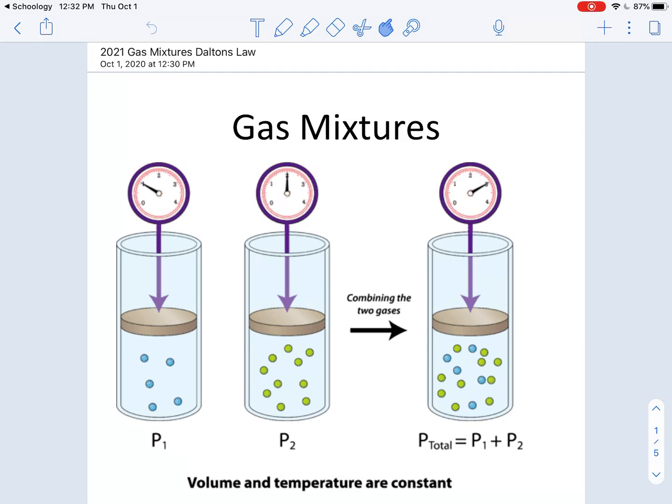Hi there. Today we're going to talk about gas mixtures. So what's going to happen when we put a couple of gases together? Well, the nice thing is this is one of the most obvious and mind-numbingly easiest laws possible because all of the other factors are going to stay the same, and the result is going to be quite simple here.